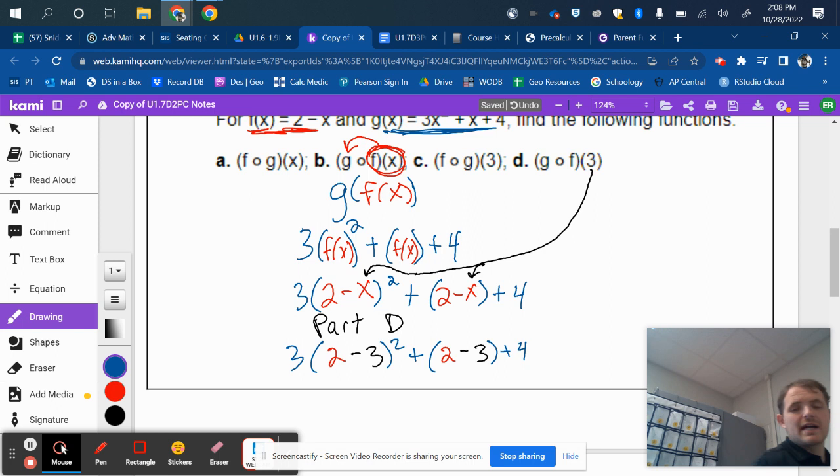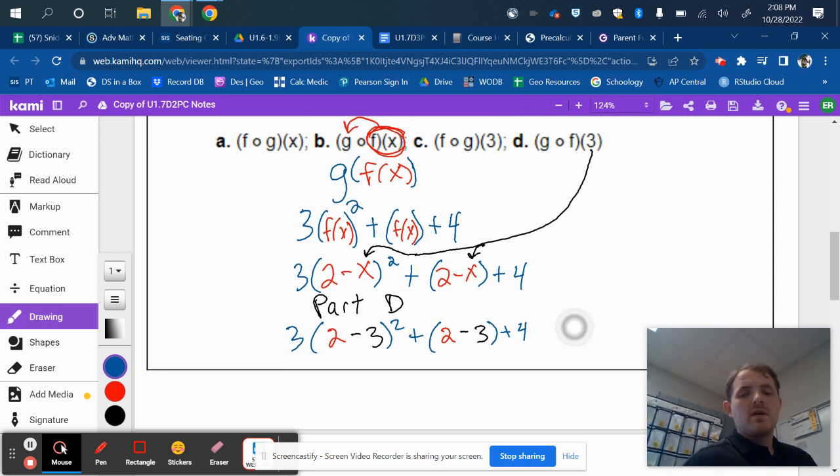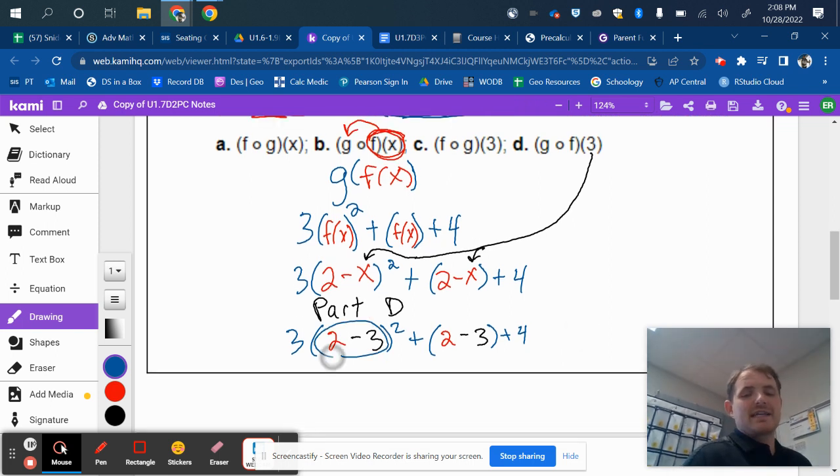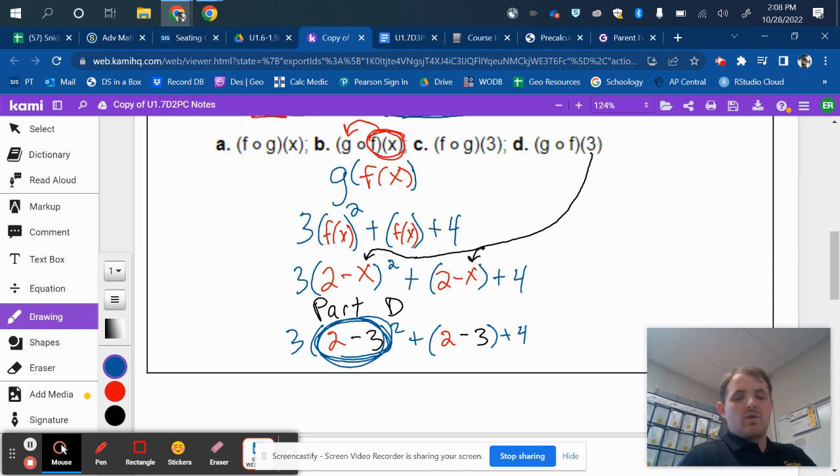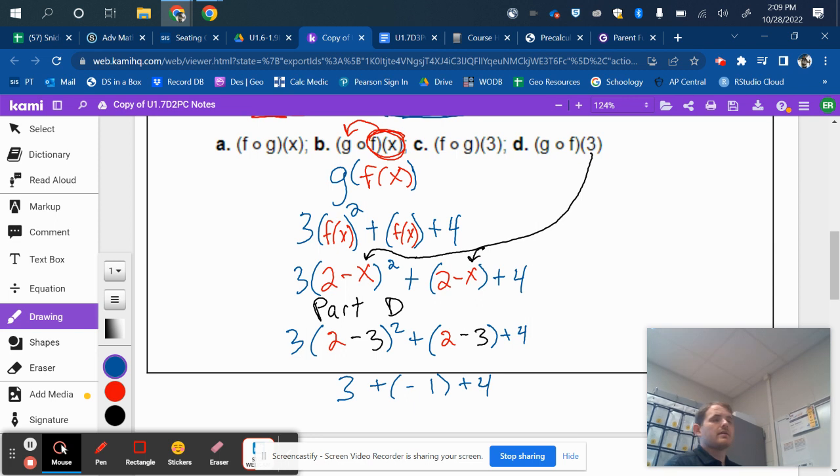Again, I realize that this is a lot of algebra here. So I get negative 1 on the inside right there. Negative 1 squared is 1, so I'm left with just a 3 plus a negative 1 plus 4. That gives me a positive 7 and a negative 1. That's one way to do it. So it should end up with 6.